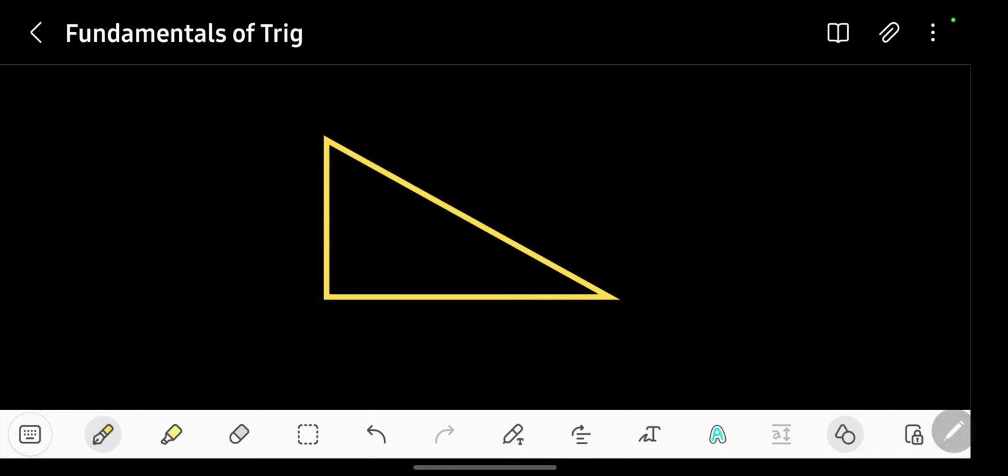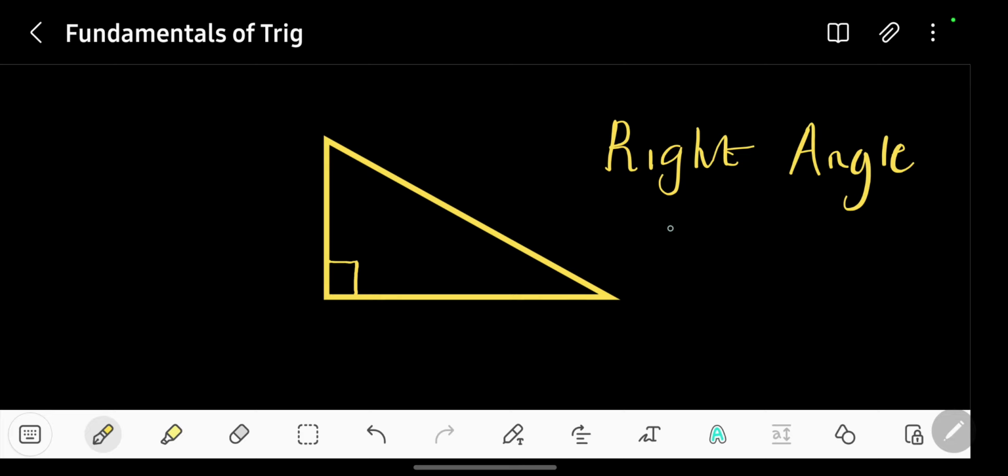Okay, so let's start. Here I have a triangle. You will notice that we have different types of triangles, but the one that I have just drawn here is a triangle that we call a right angle triangle. Meaning that one angle is 90 degrees. So this is a right angle triangle, and this angle is 90 degrees.